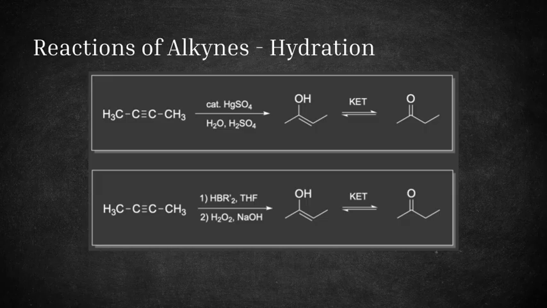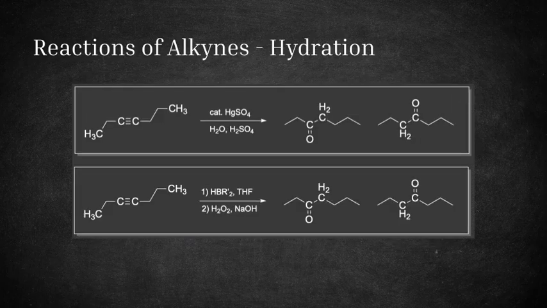Consider the symmetrical internal alkyne 2-butyne. The transformation of 2-butyne under either oxymercuration or hydroboration produces the same ketone product, since there is only one possible pathway for tautomerization. On the other hand, for unsymmetrical internal alkynes like 3-heptyne, the reaction can produce two distinct ketones, as there are two possible positions for the resulting carbonyl group, depending on which carbon of the triple bond becomes part of the ketone.